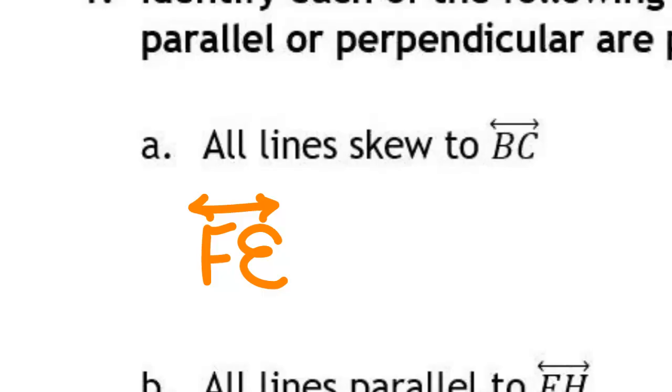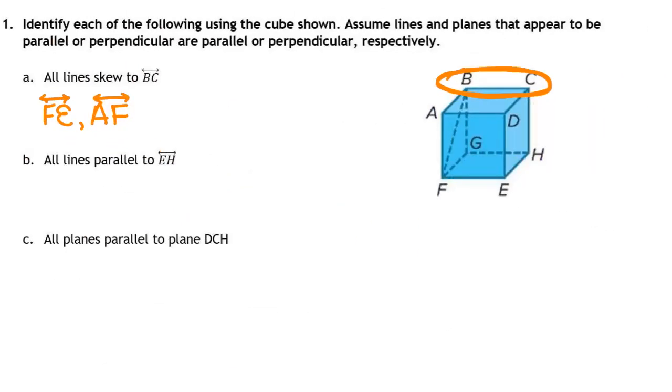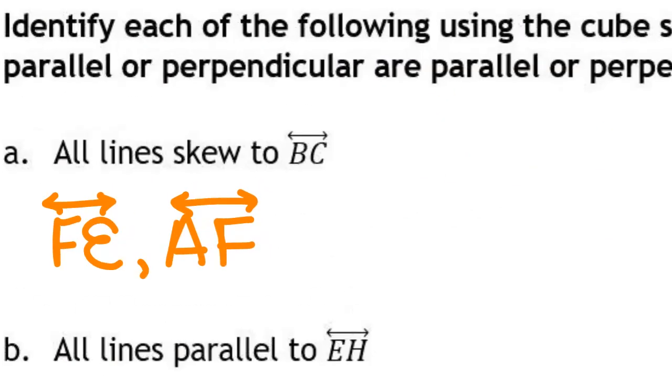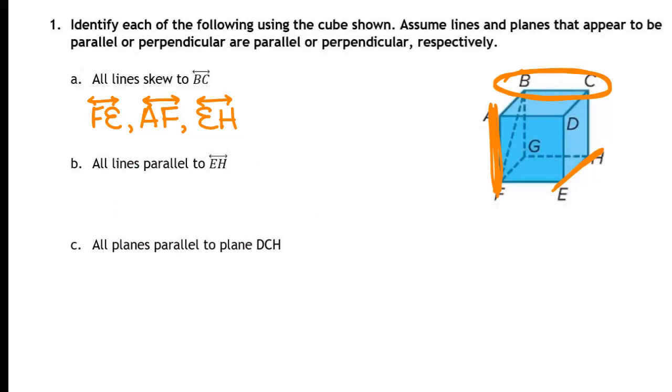FE does not touch BC. Which one? AF. Yes. AF. Okay, so we've talked about this one. That does not intersect and it's part of a different plane. We have this one. Does not intersect, part of a different plane. Can you guys find another one? EH. EH, this one right here, yep. Could I call that HE? Yes, EH or HE would work. What else?